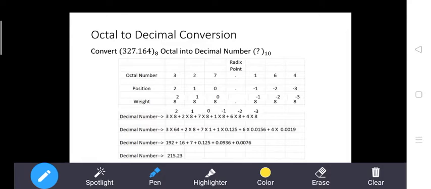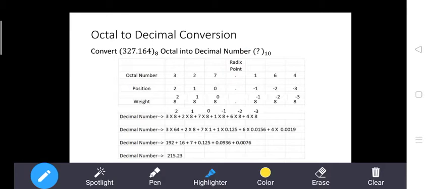Next, I want to convert any octal number to a decimal number. For this, I take the octal number 327.164. This is my octal number, and I want to convert it into the corresponding decimal number. So first, I write this octal number 327.164. This number contains one radix point, right?